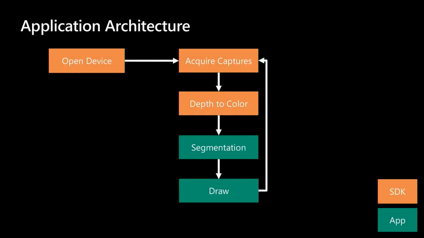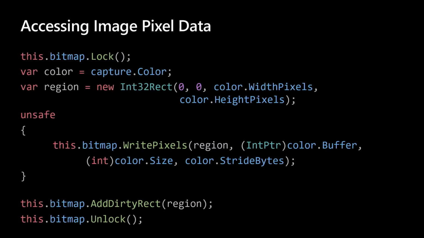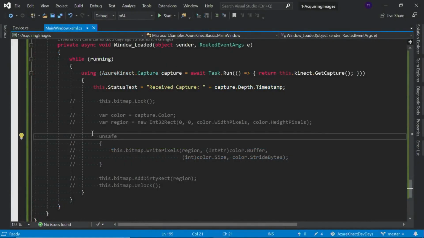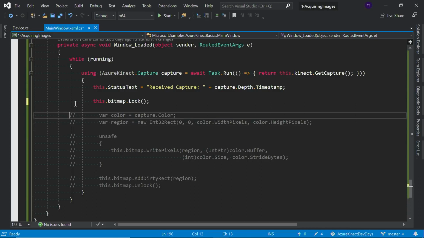All right, so we've opened the device, we've acquired the captures. We're going to skip down in this workflow, and we're going to actually draw something out to the screen. Coming back over to Visual Studio, we have our writable bitmap. We're going to lock the writable bitmap, which allows us to go change its pixels. We're going to grab the color image from our capture.